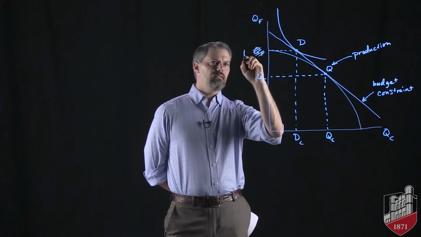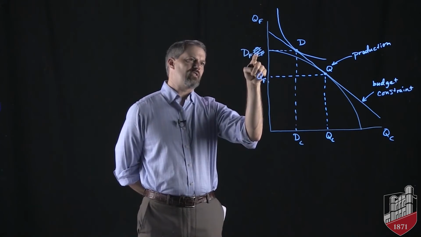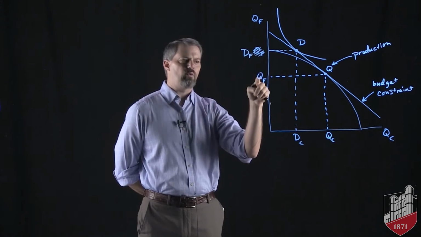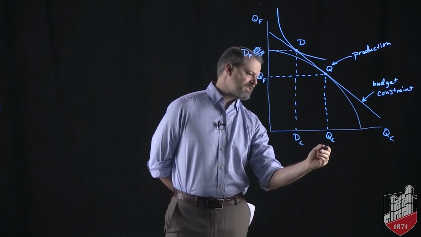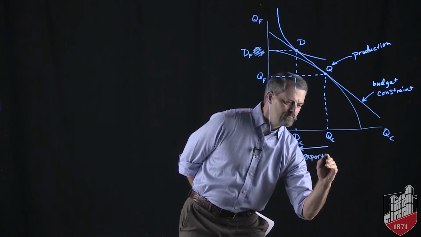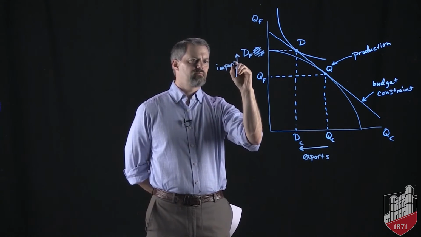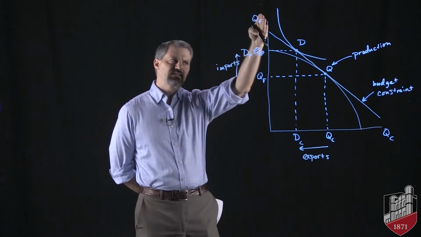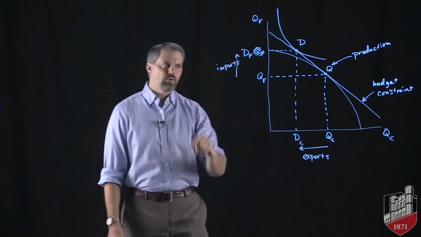Let's call that DF. This is the amount of food that we're producing, and this is the amount of food that we're consuming. So what's happening here is clearly we're consuming more food than what we're producing, so this distance is going to be imports of food. So this distance, exports. This distance, imports. So this economy, given what its set of indifference curves look like, would export cloth and import food.